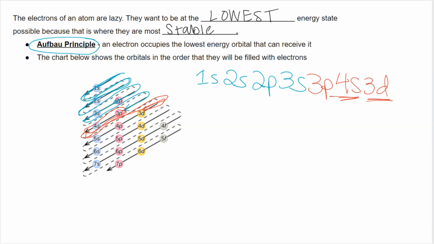So after 3d, the 4p orbital is the next lowest energy, and then 5s, and then 4d, and we could keep going and going and list out all these orbitals, the energy level and the sublevel. We could keep going, but it just follows this pattern. Okay, anybody have questions on this? All right, I'm going to go ahead to the next slide then.